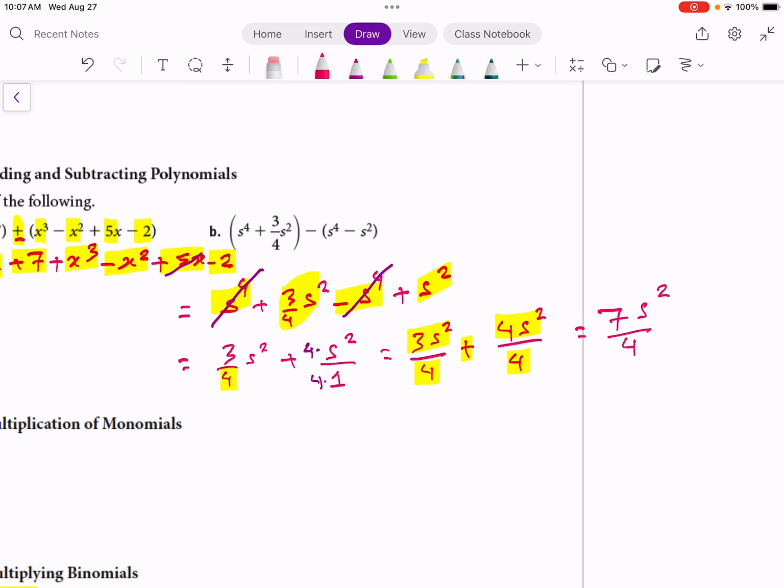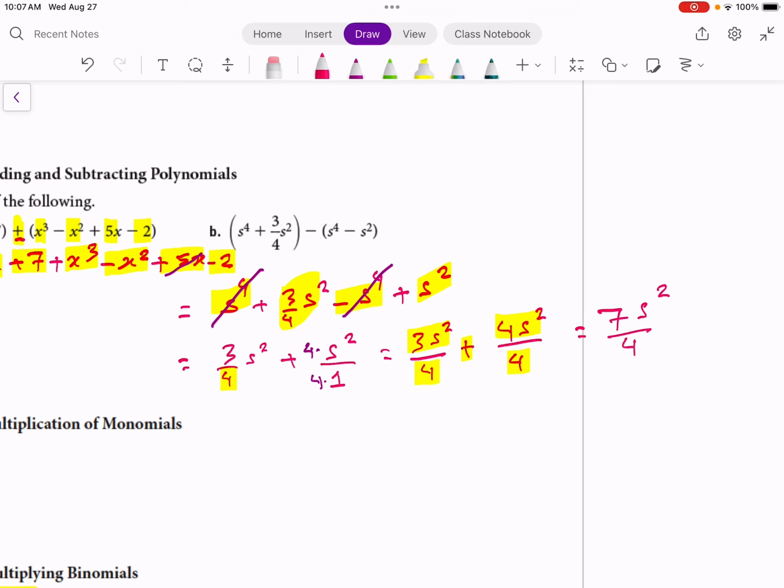So if you are adding or subtracting fractions, make sure to have a common denominator. Once you have a common denominator, then you can add numerators, you can find the difference of numerators. But in order to multiply fractions, do we need to have a common denominator? We don't need to have.